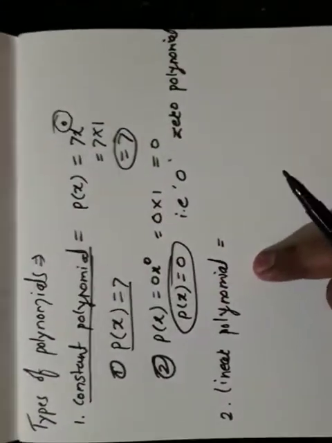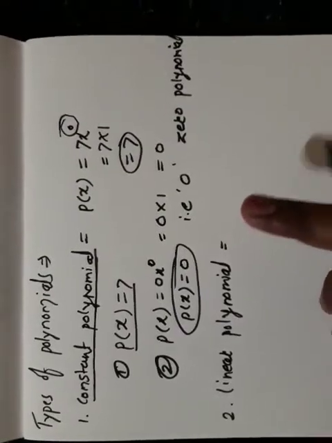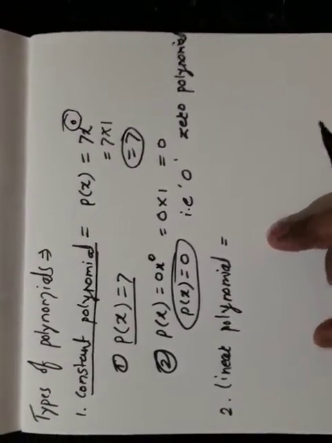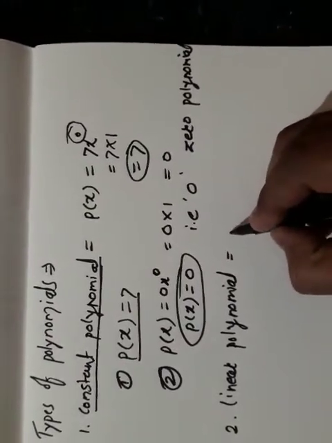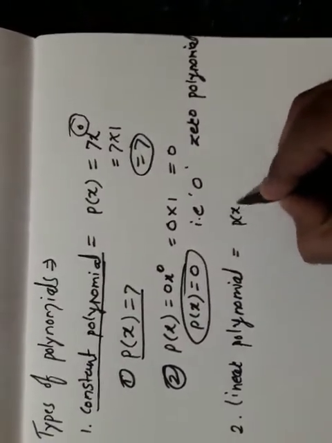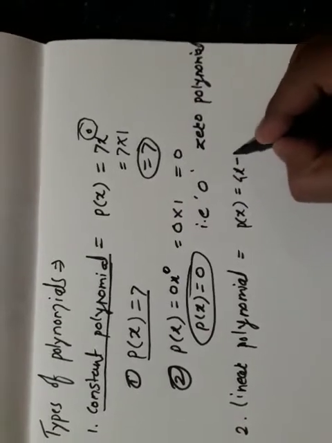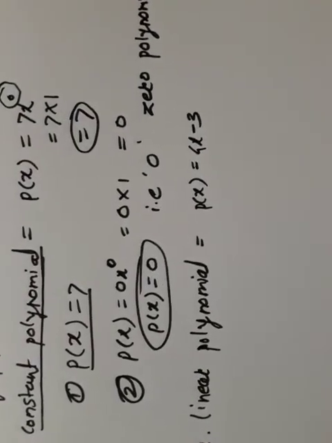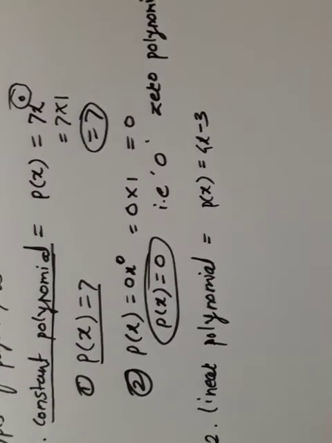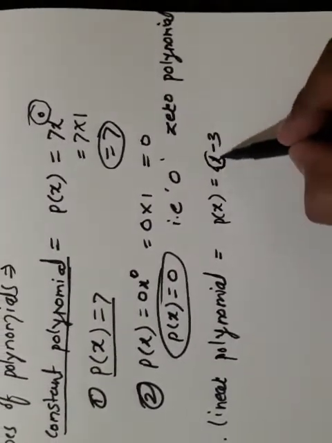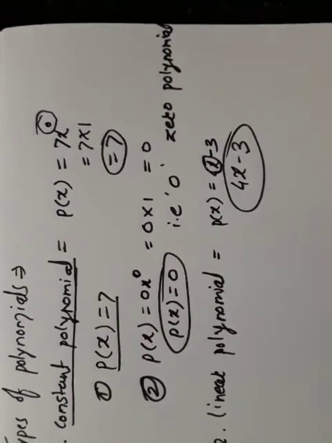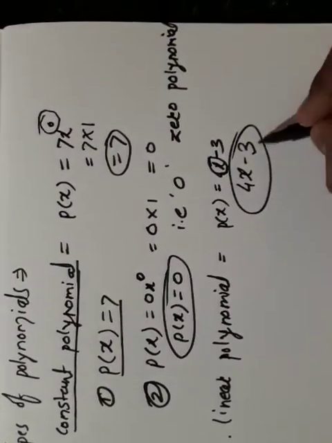Here, a polynomial of degree 1 is called a linear polynomial, जिसकी डिग्री 1 होती है. For example, I will write here, p(x) = 4x - 3. What I wrote here is p(x) = 4x - 3. This is known as a linear equation also.